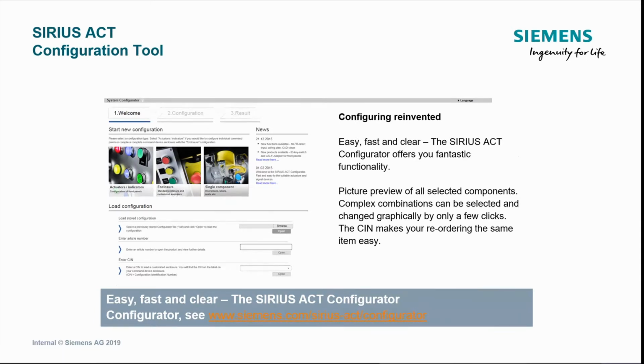So what we're going to be looking at today, like I say, is primarily the Sirius ACT configuration tool. It's a really simple, a really useful tool for building up things like enclosures like we're going to be showing you today. There are a number of ways you can get onto the configuration tool. It has its own URL, which you can see on the screen: www.siemens.com/Sirius-ACT/configurator. And you can also find it in the TIA tool, which you can download to your desktop. So you can find it within the TIA selection tool. And then you can also find it on the industry mall as well. So that's what we're going to be doing today.